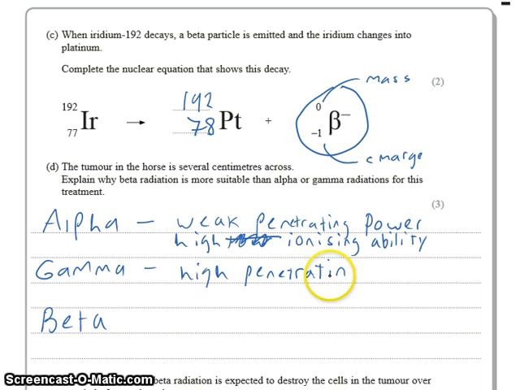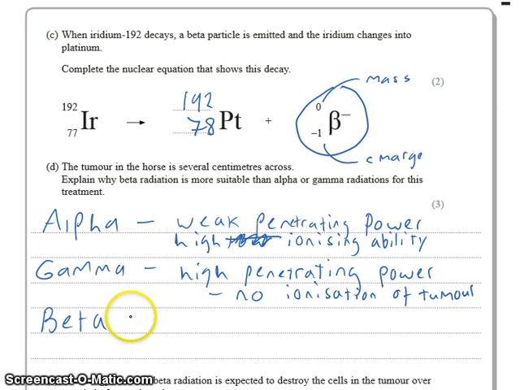Let's get rid of that. It has a high penetrating power, and it will penetrate all the way through the tumour, and therefore there'll be no ionization of the tumour, because it needs to be a very dense material like lead or concrete in order to cause a lot of ionization. So it's going to pass through the tumour without ionizing, and therefore without destroying the cancer cells that we want to get rid of.